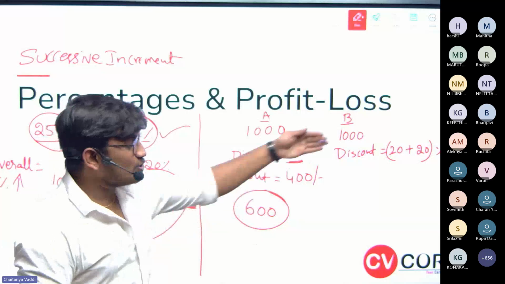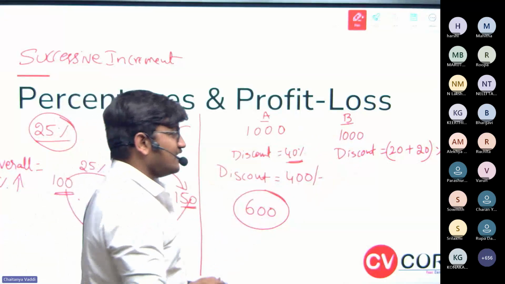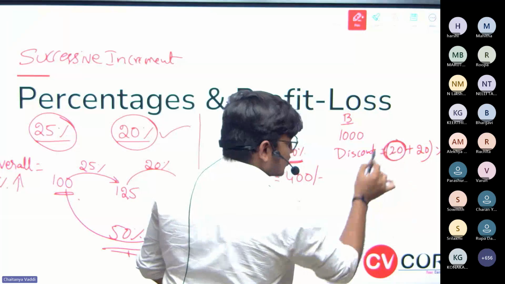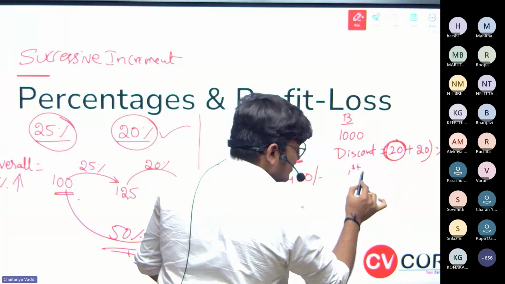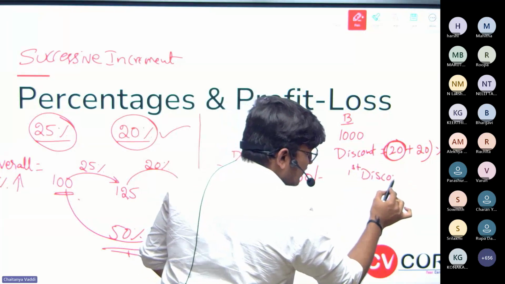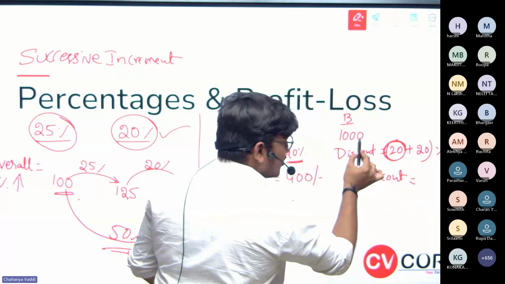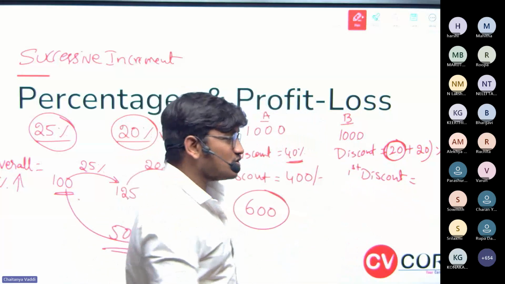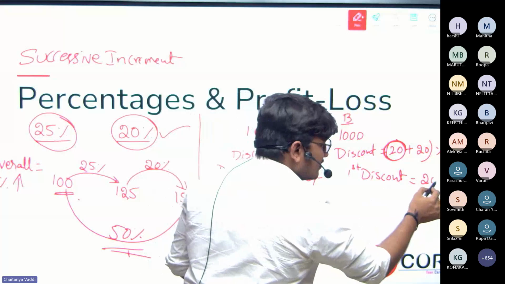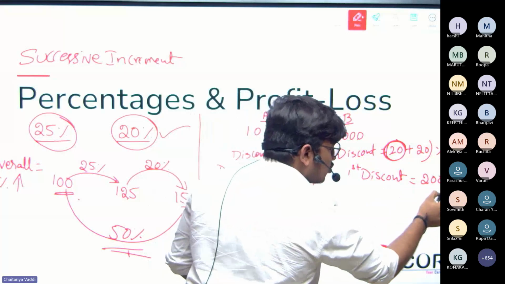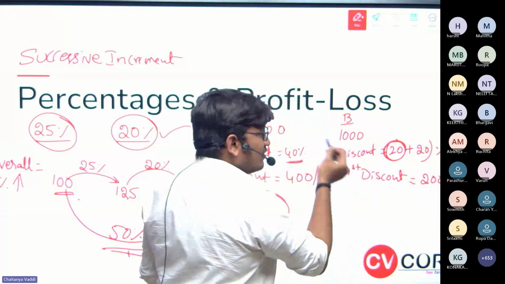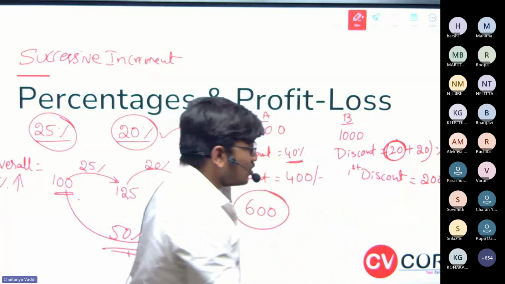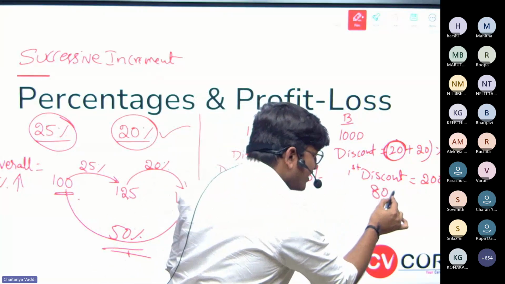Now, let's go to shop B. First, they will give a 20% discount. Let's say the first discount is 20% of 1,000. Can I say that it is 200? Now, a 200 rupee discount is given. What will be the price left out of 1,000? 200 rupees first discount we got, so the remaining value is 800, correct?